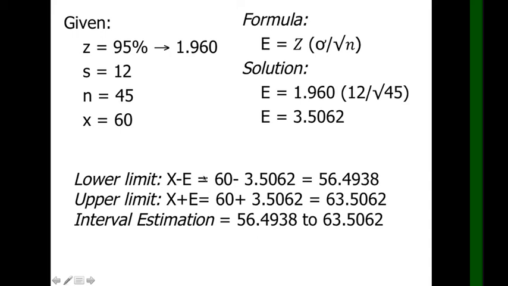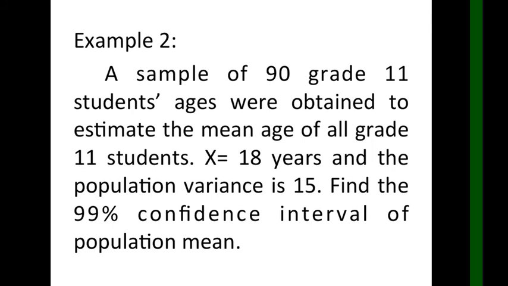If you still don't get it, this one, kung saan ko nakuha to, please review the first part of this video. Right. Now, let's have example 2. A sample of 90 grade 11 students' ages were obtained to estimate the mean age of all grade 11 students. X is equal to 18 years and the population variance is 15. Find the 99% confidence interval of the population mean.